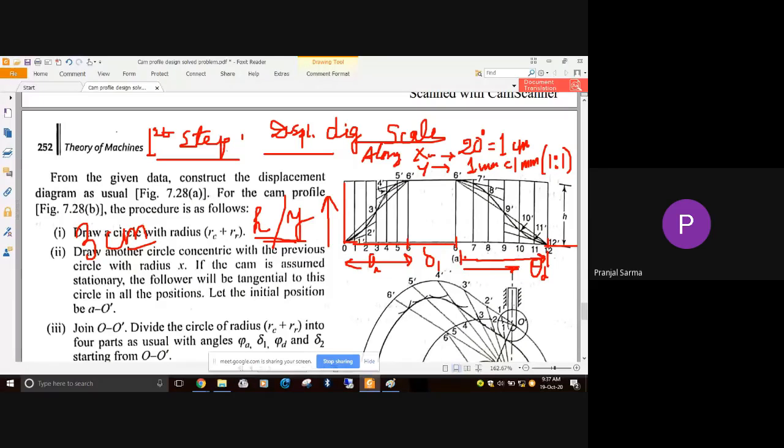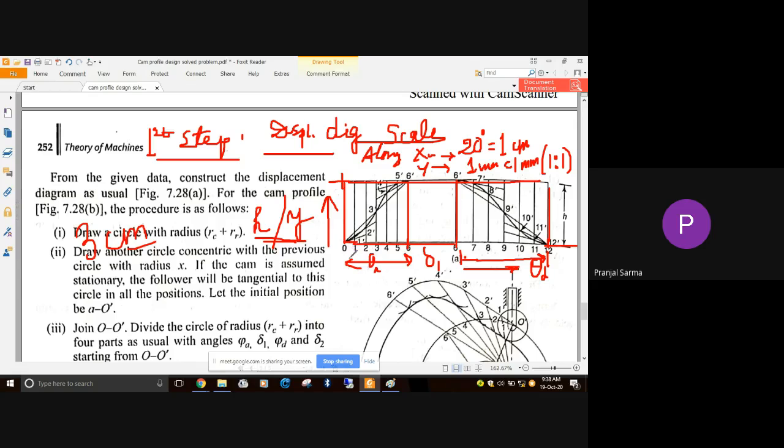Next, what is our task? We already know it's a uniform acceleration and retardation scheme, and we have to draw the displacement diagram. So after doing this, as per scale, this y-axis also you have to draw considering the lift value, and you will complete this particular rectangle. Then wherever you have already marked, you will mark them also, complete them, and we have completed the rectangle.